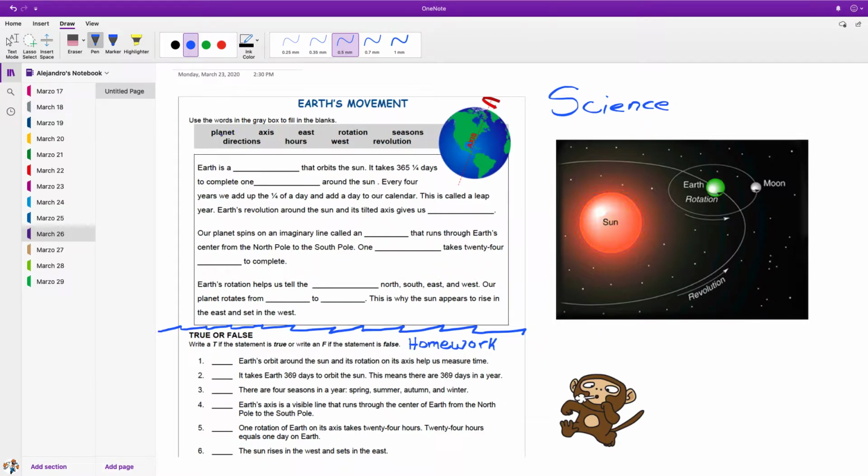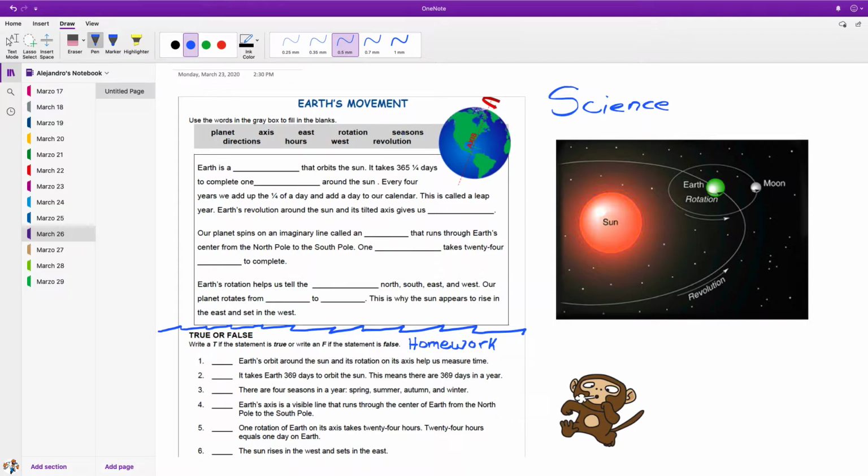Let me review the words that we have. We have planet. You know what a planet is, right? Axis, guys, is this line that scientists use in order to calculate the rotation that the Earth is doing every 24 hours. This is the axis, a line that is crossing the Earth from the South Pole to the North Pole. East is the direction. Rotation, we already talked about it. It takes 24 hours to make a full rotation.